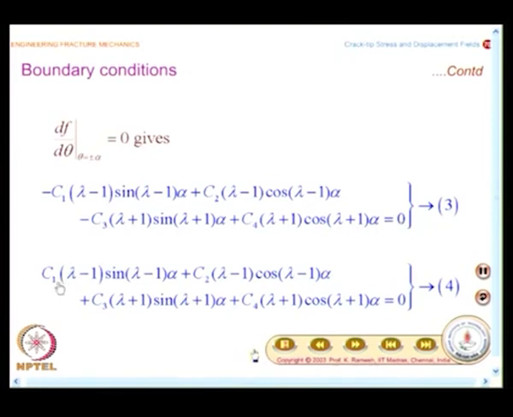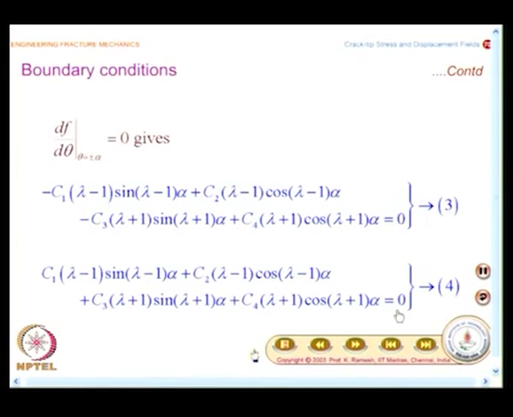The next equation is C1 (lambda minus 1) sin((lambda minus 1) alpha) plus C2 multiplied by (lambda minus 1) cos((lambda minus 1) alpha) plus C3 (lambda plus 1) sin((lambda plus 1) alpha) plus C4 (lambda plus 1) into cos((lambda plus 1) alpha) equal to 0.